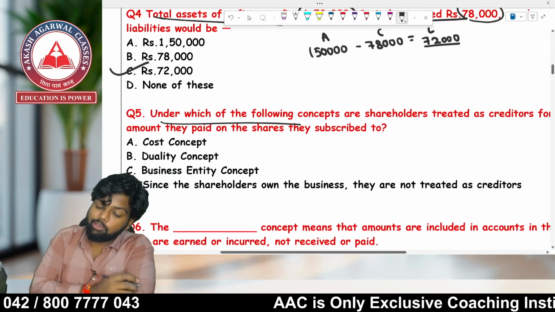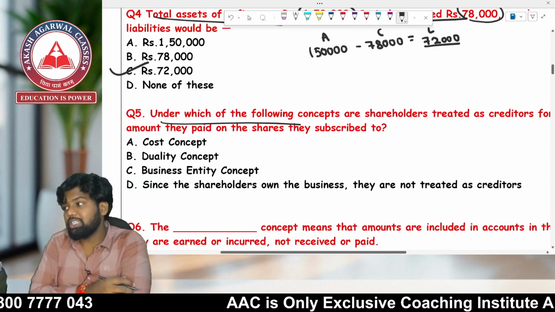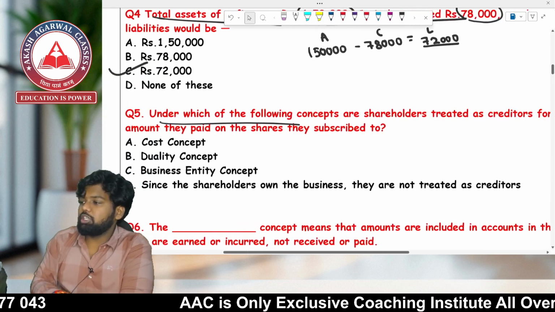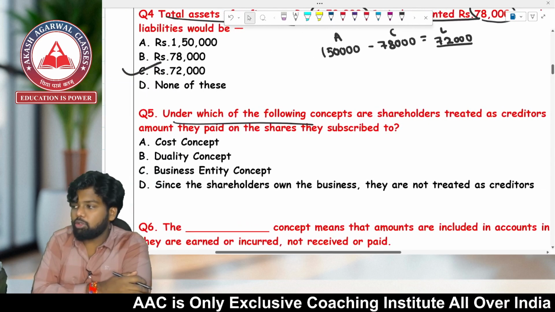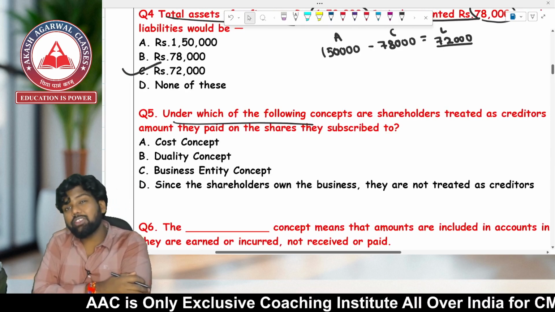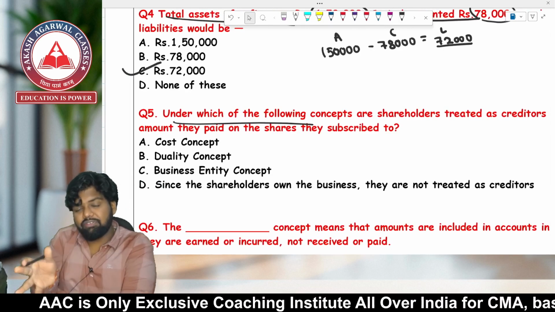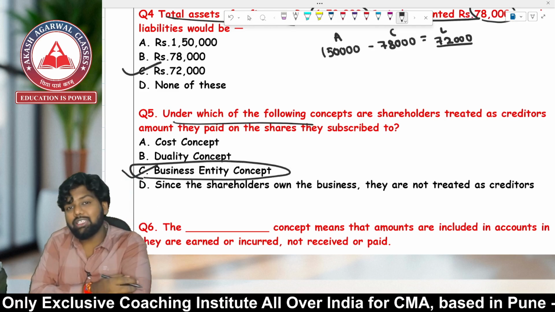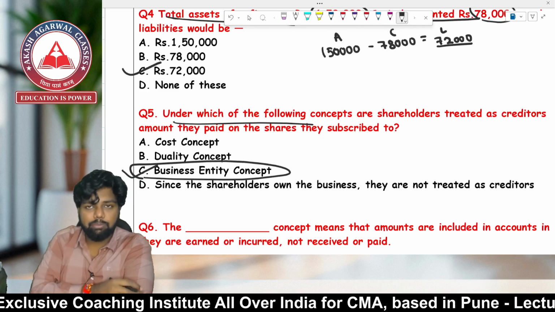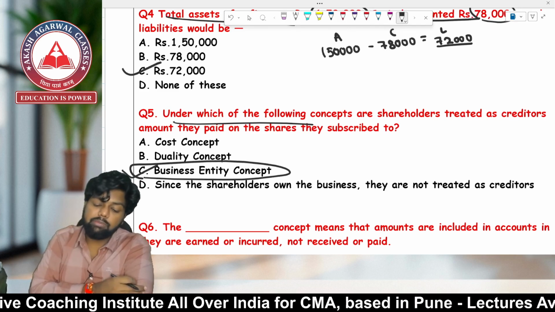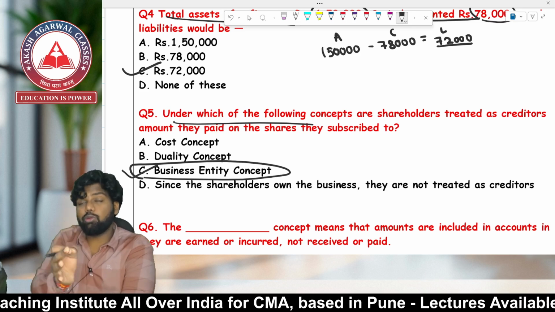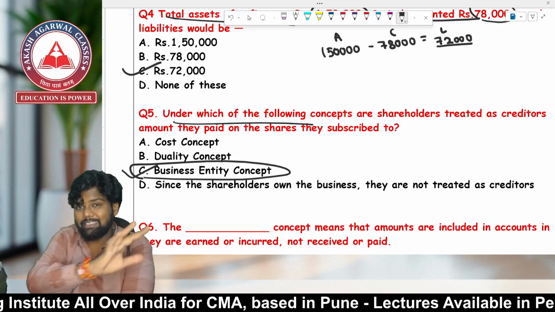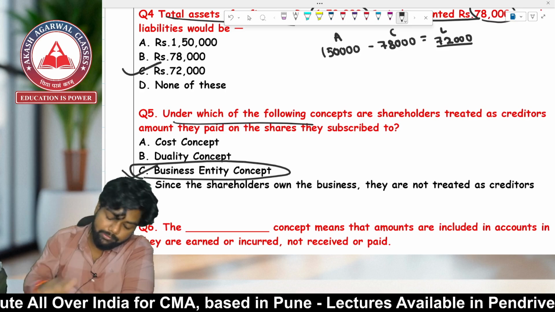Under which of the following concepts are the shareholders treated as creditors for the amount they subscribe to on the shares? Which concept says that the owner is different from the business? The entity concept. Owner and business are two separate persons. Whenever we do accounting, we do it from the point of view of the business and not from the point of view of the owner.